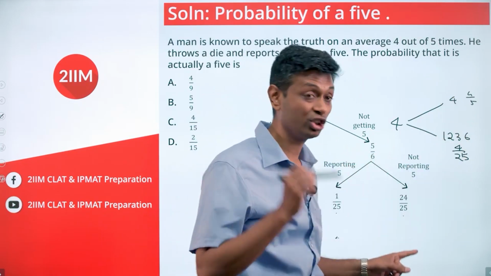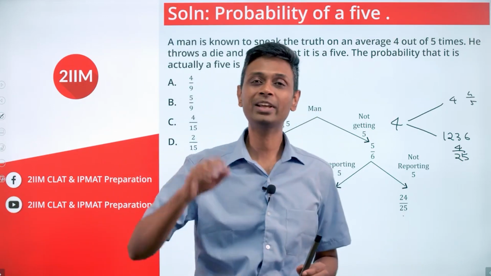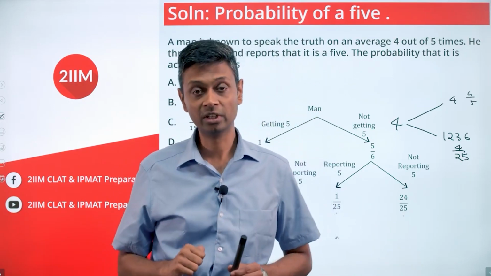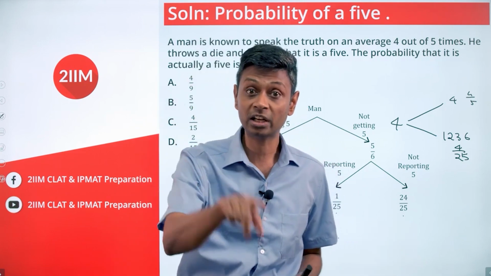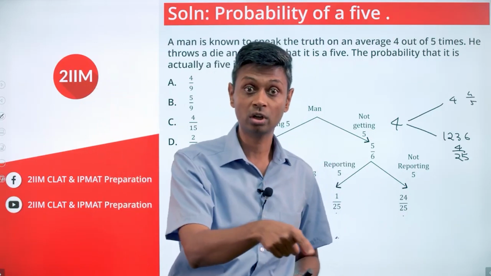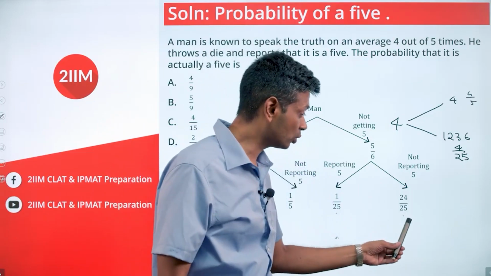This part is not just 4 by 5. It's the most important part. You get a 4, reporting as 4, there's a 4 by 5 chance. Reporting not 5, there's a 24 by 25 chance. You could report incorrectly. You could report it not as 4, but as 1, 2, 3 or 6. That is still possible. That has to get accounted for here.